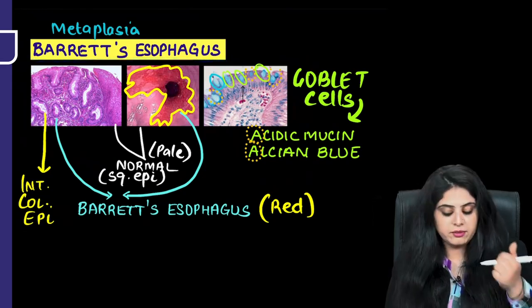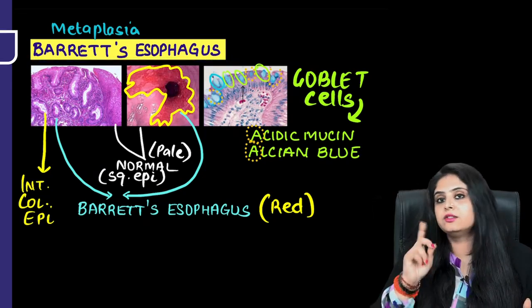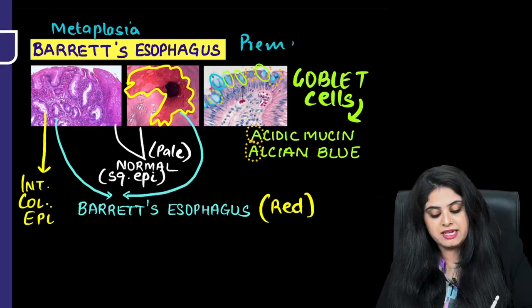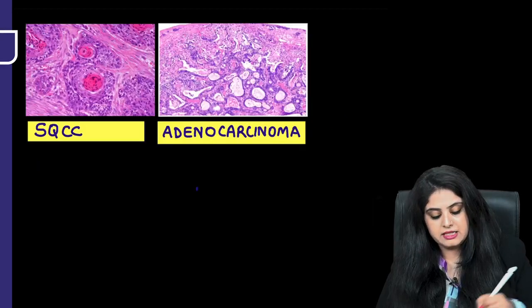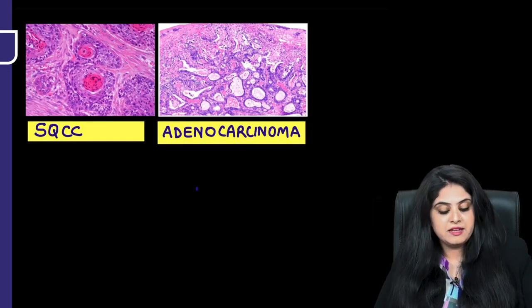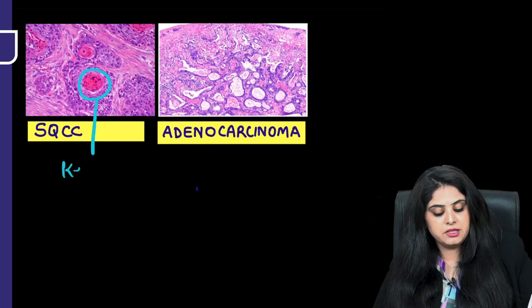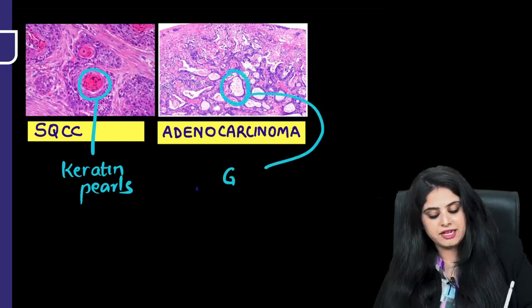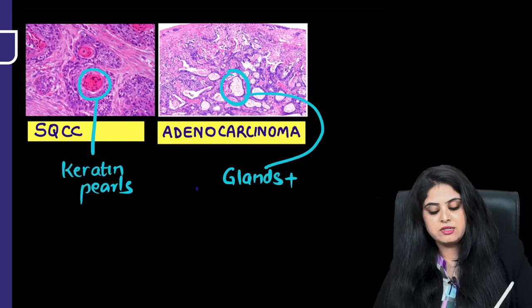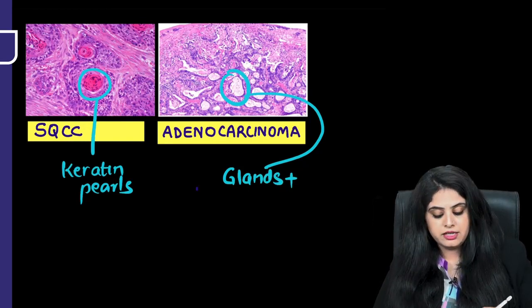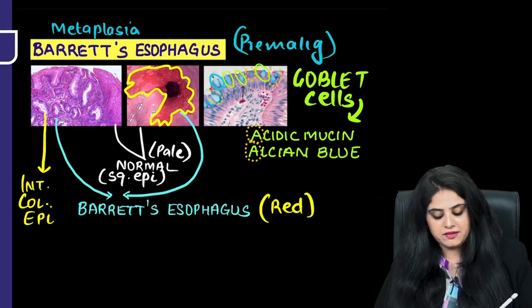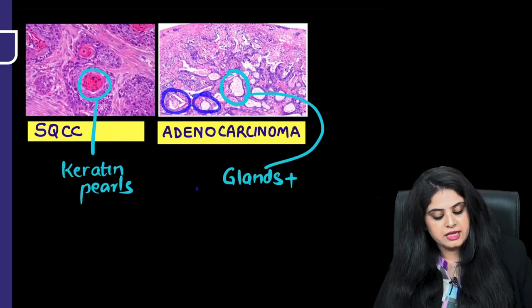And Barrett's esophagus, now let me show you. I'm going to show you two cancers. You're going to tell me what Barrett's esophagus is going to lead to. But this is definitely pre-malignant. If I show you these two pictures, firstly, whenever you're seeing the presence of keratin pearls, you know which tumor it is? Keratin pearls is squamous cell carcinoma, right? And whenever you're seeing the presence of glands, that means that is adenocarcinoma. Now tell me, Barrett's esophagus leads to what? Think, Barrett's esophagus also had glands. So they will obviously lead to the glandular one. Barrett's esophagus is going to lead to adenocarcinoma.